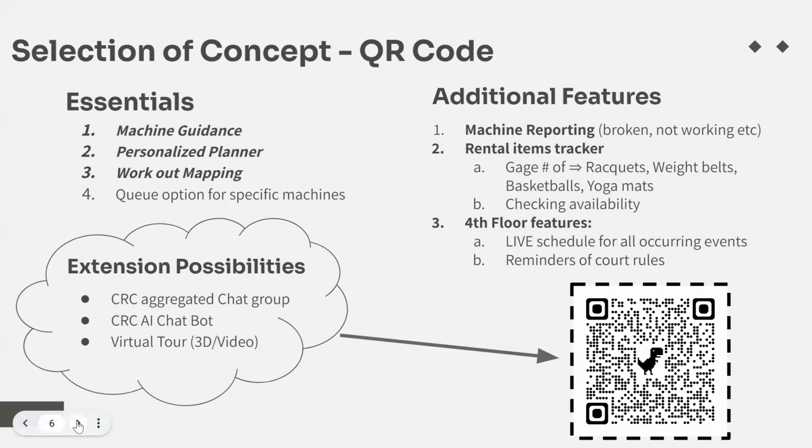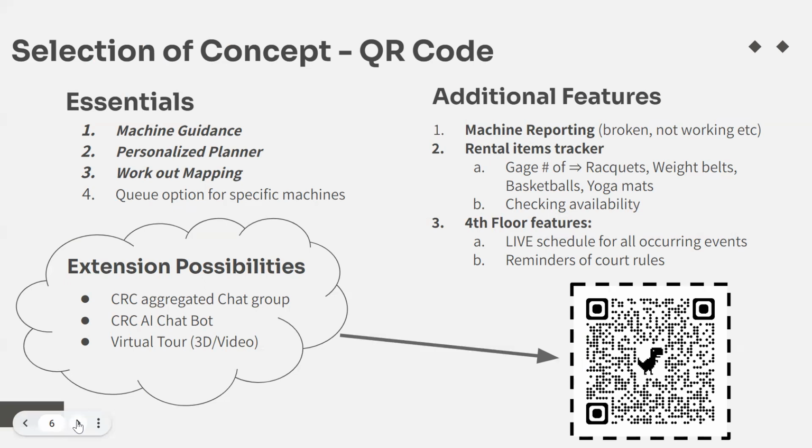I'll go in depth with the first three in the next slide, but some additional features we thought would establish more secondary and tertiary consumer needs would be the machine reporting. So you could report to the facility managers about something that's broken or not working.